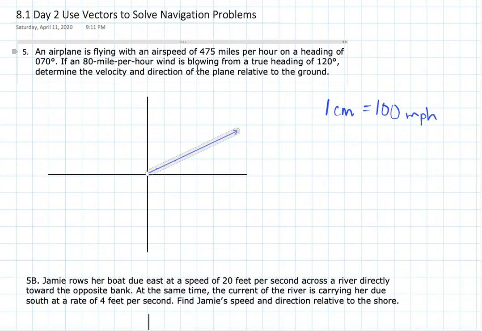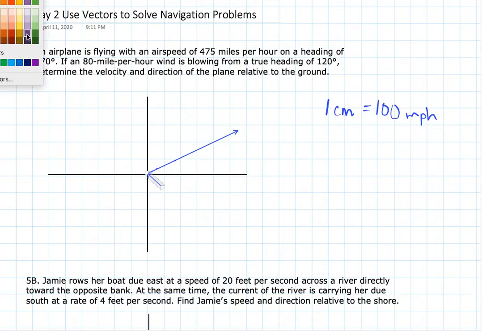And then we have an 80 mile per hour wind blowing from a true heading of 120 degrees. Well, 120 degrees would be right about here. And so it's blowing from that. So I will grab another arrow and this one will be, I think I made it way too big. 80 miles per hour would be less than a centimeter. So something kind of like that.